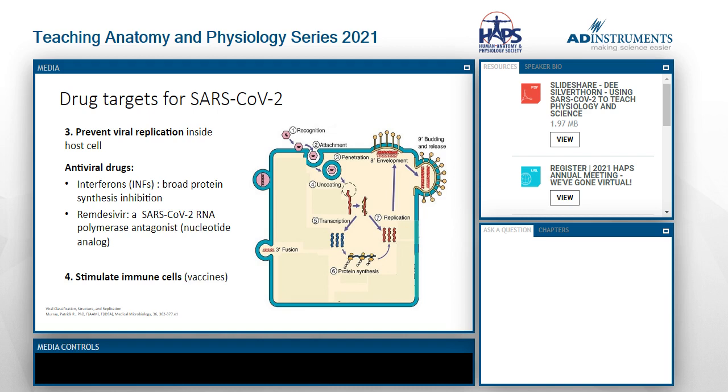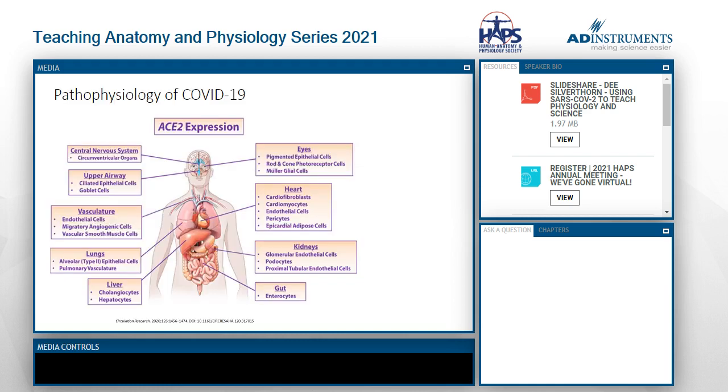Another way to think about it would be what can we do to stimulate the immune cells so that we can promote the immune response? And this is where our vaccines come in, that by getting our immune system geared up, we then have the ability to slow down, at least, if not totally prevent the reproduction of the virus. So we've looked at the process of infection, and we've looked at some ways to think about that. So next, let's turn to the pathophysiology of COVID-19.